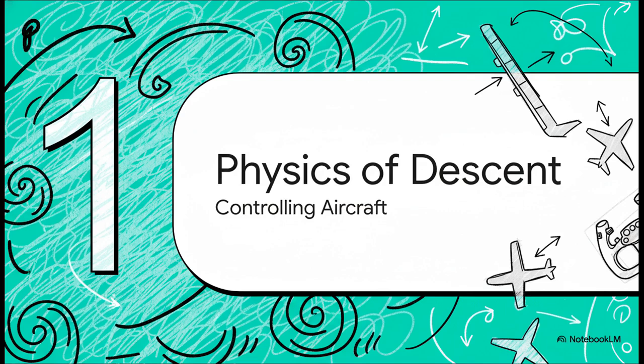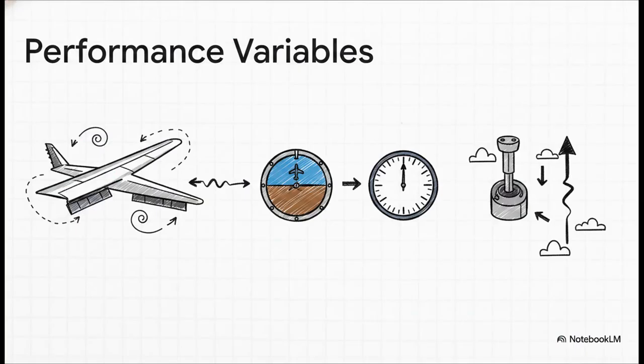Before we even think about touching the yoke, we really need to understand the forces we're playing with. So it all comes down to your descent performance variables. Basically, these are the three levers you have to control your flight path. Number one is your configuration. Are your flaps up or down? We always set that first. Number two is your attitude, and this controls your airspeed. And number three is your power, which dictates your rate of descent.